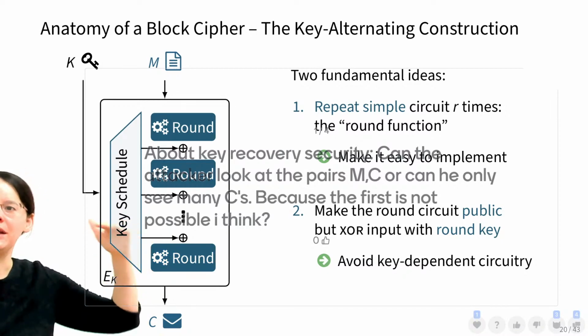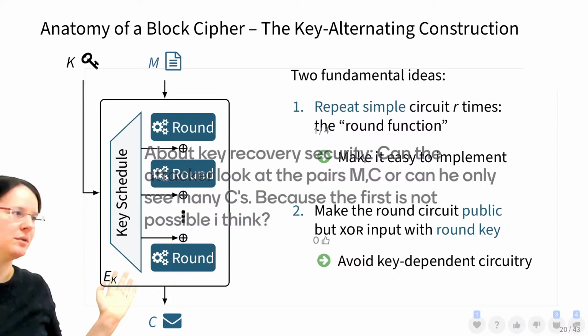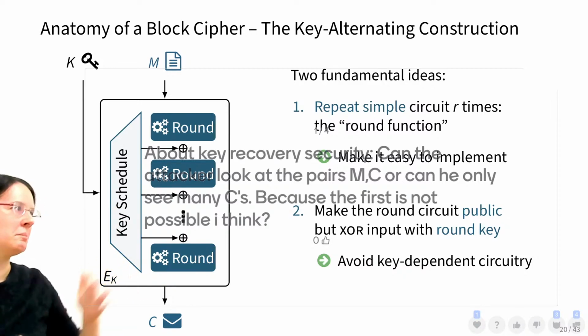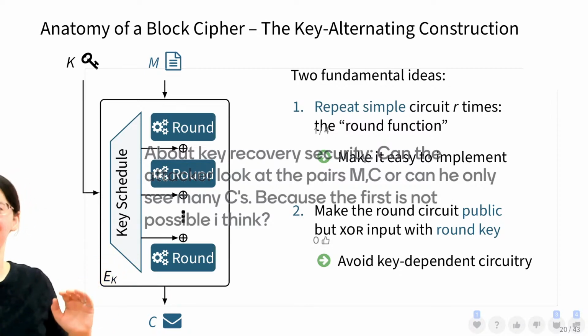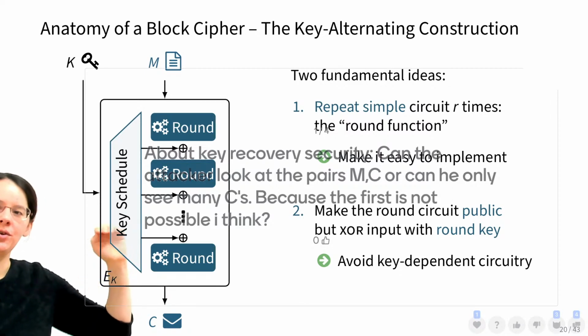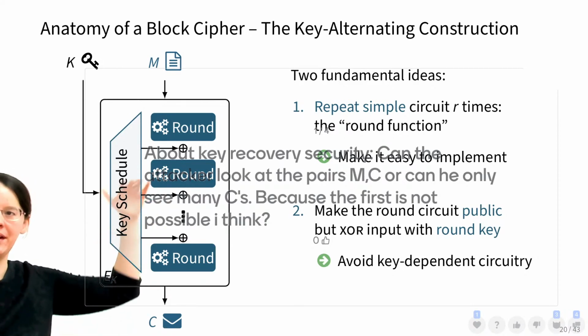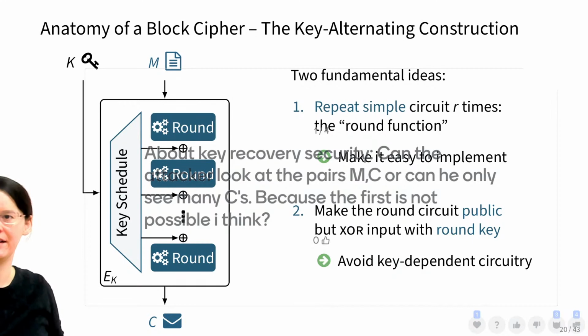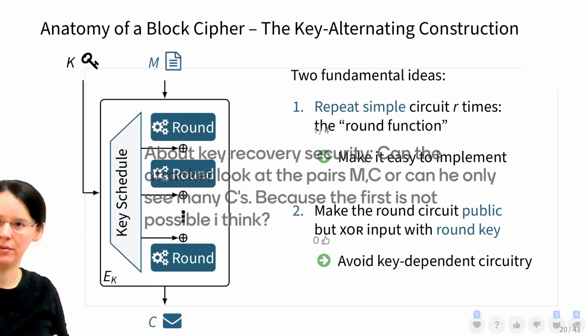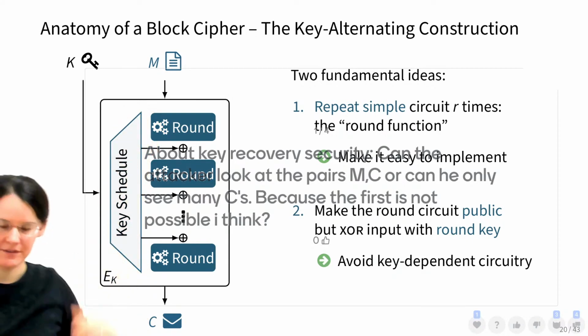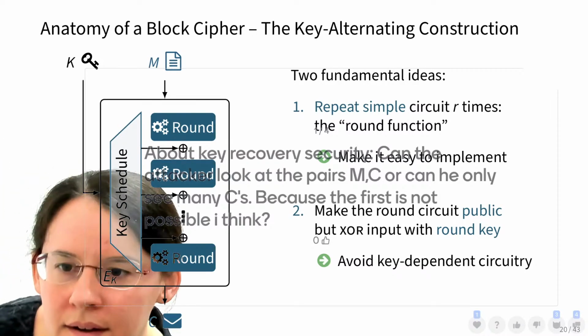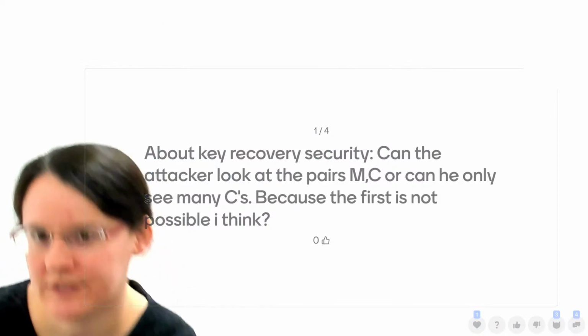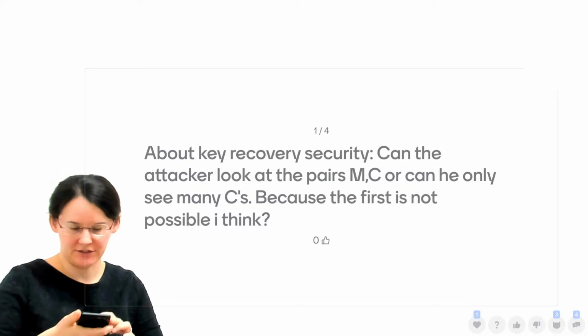But by having many rounds, and by many I mean anything between, let's say, 10 in some designs and 100 in some other designs, you avoid this problem. So you make sure that there are too many values in the middle that an attacker cannot get to from only seeing the endpoints. Okay, let's hide again and let's look at the next question.